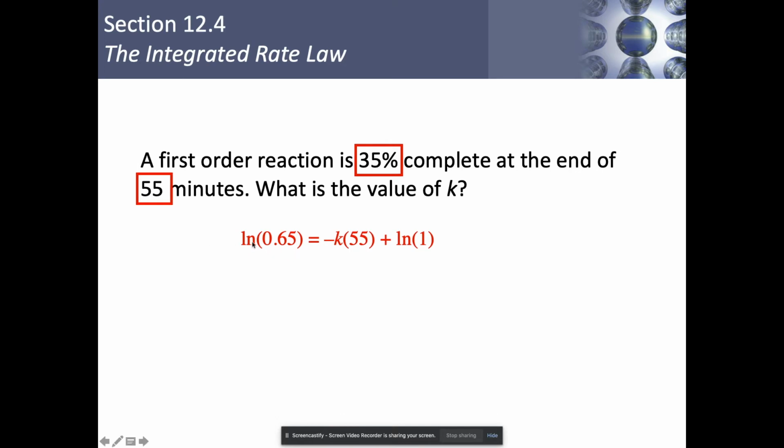So I actually have to take the natural log of 0.65. That's going to be equal to negative K at a particular time, in this case, 55 minutes, plus the ln of, in this case, 1, right? Because we started at 100% basically, and that would be represented by 1. 65% would be 0.65. When I solve for K, I end up getting 7.8 times 10 to the negative 3. Yes, it's inverse minutes, that would be the unit for this.